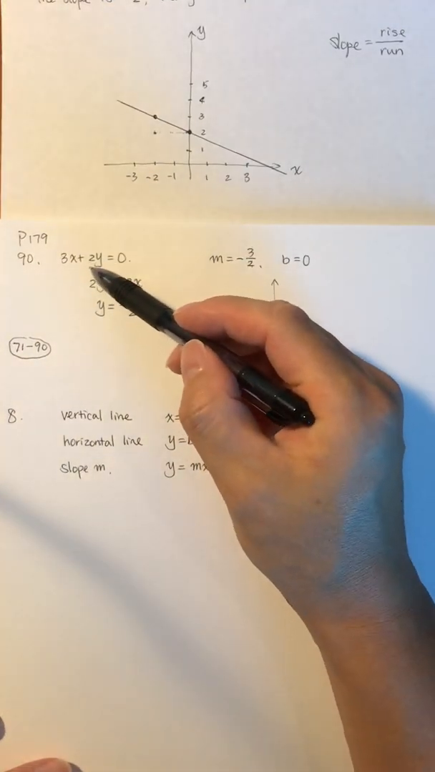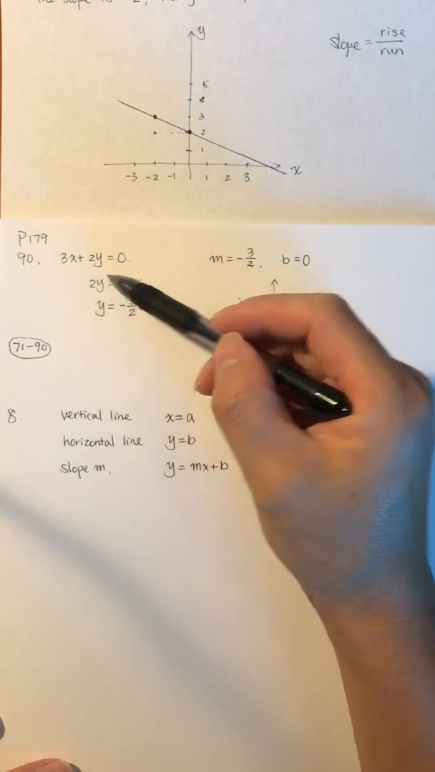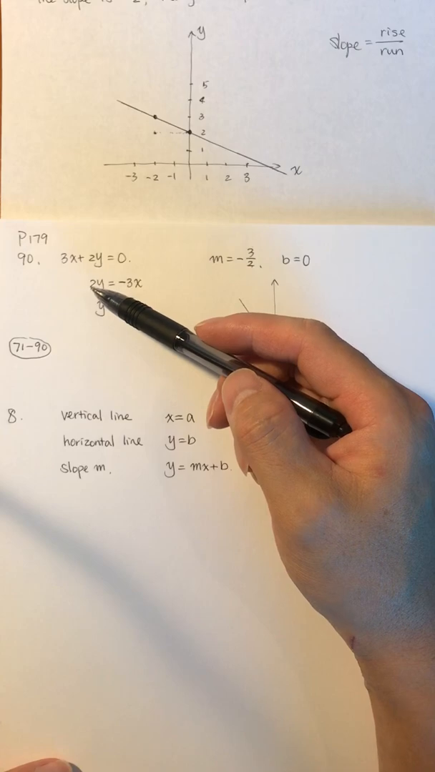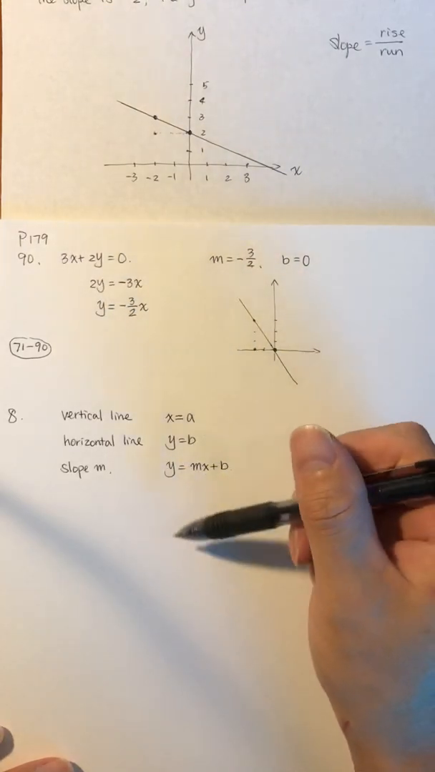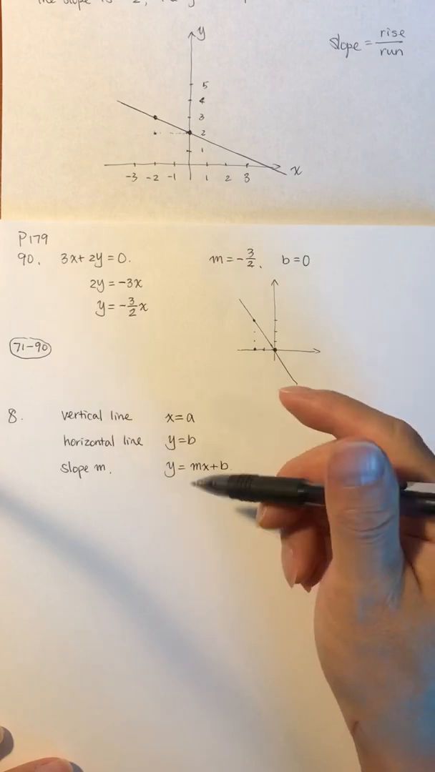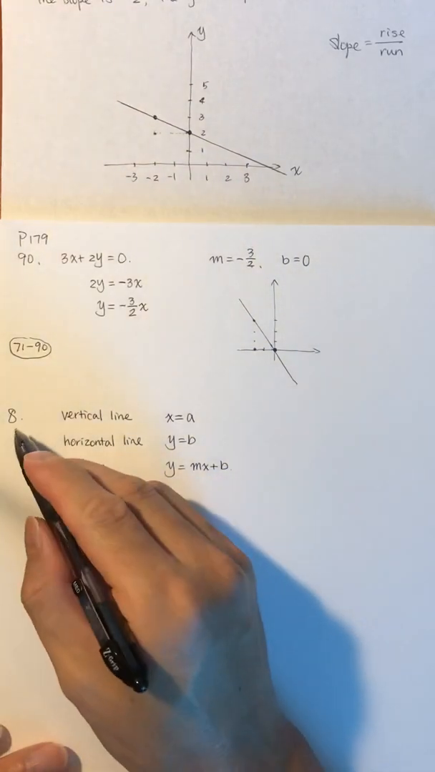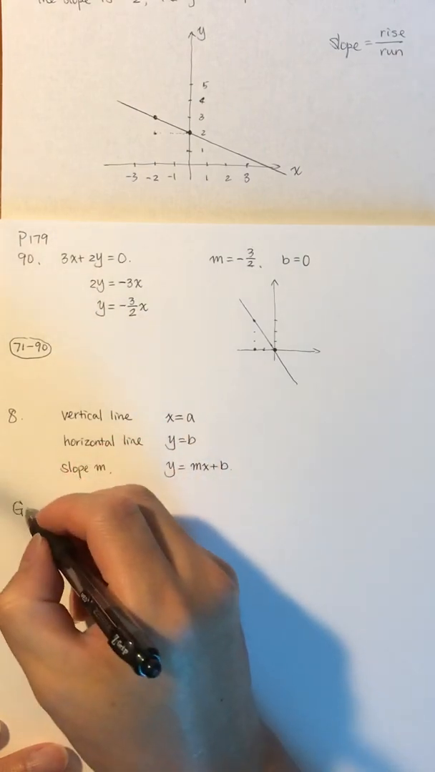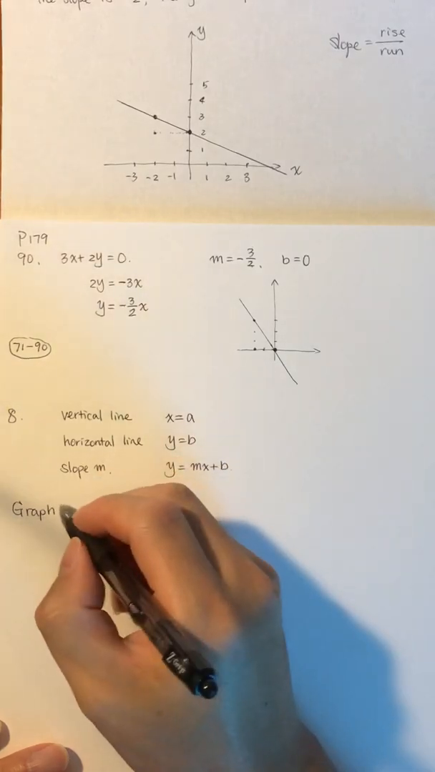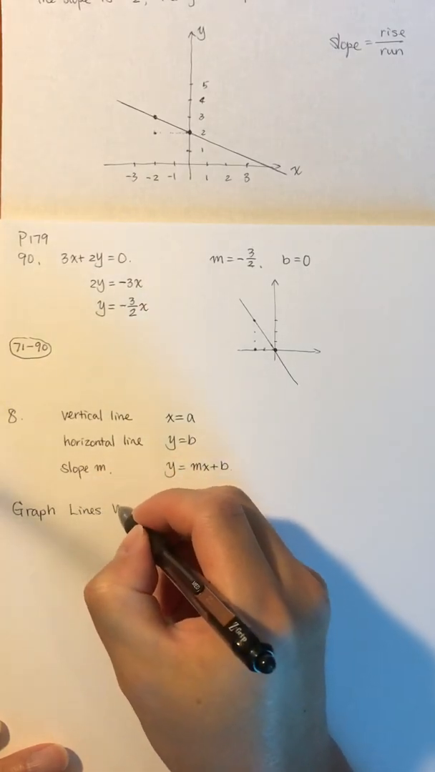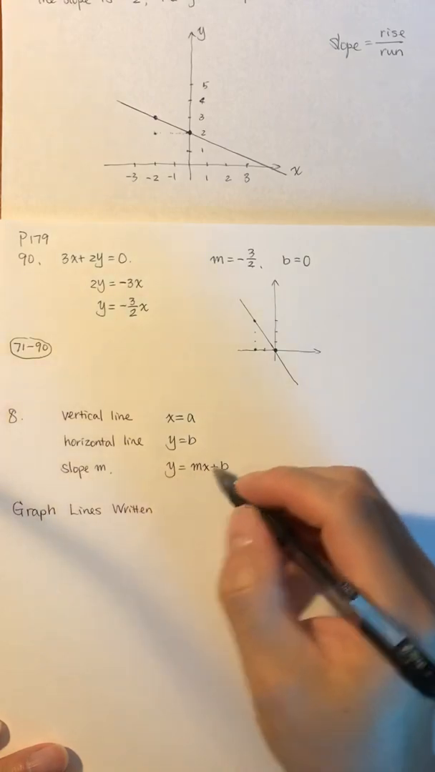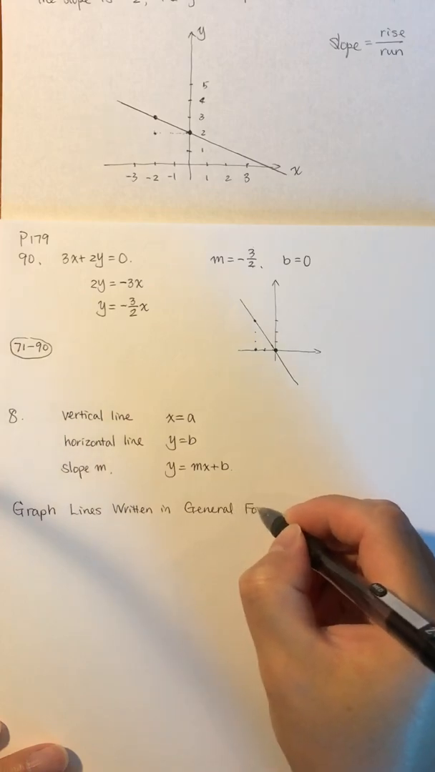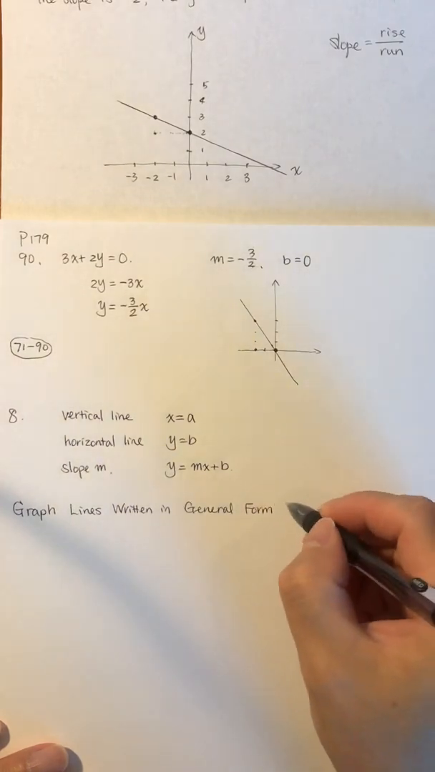And from here, you see this example, it's not in such a form, but this equation still represents a line. And all these equations belong to the so-called general form. So part 8, we're going to study the general form. Graph lines written in general form using intercepts.